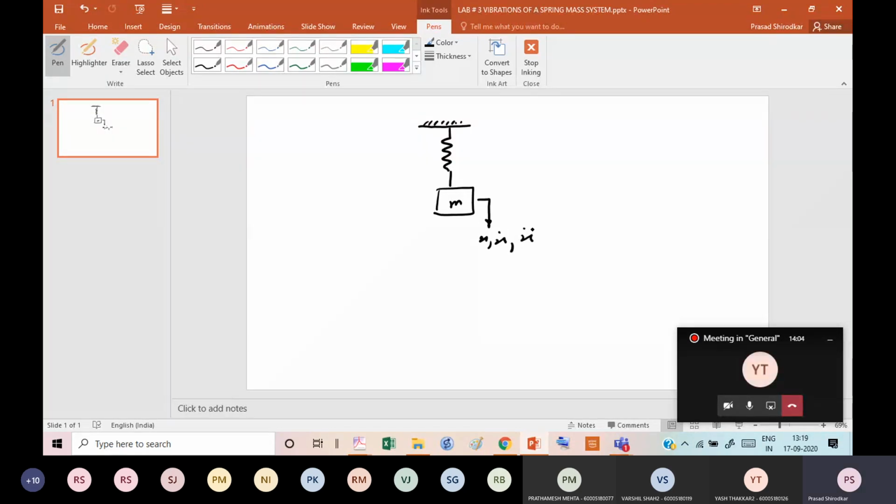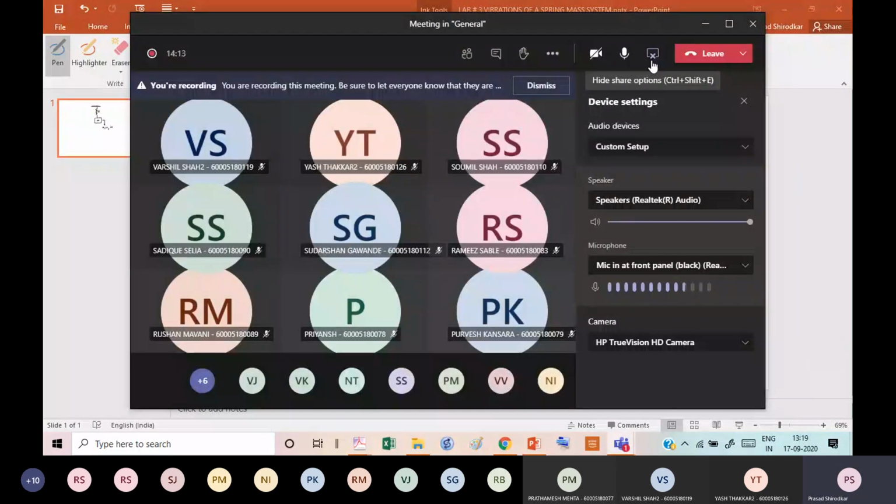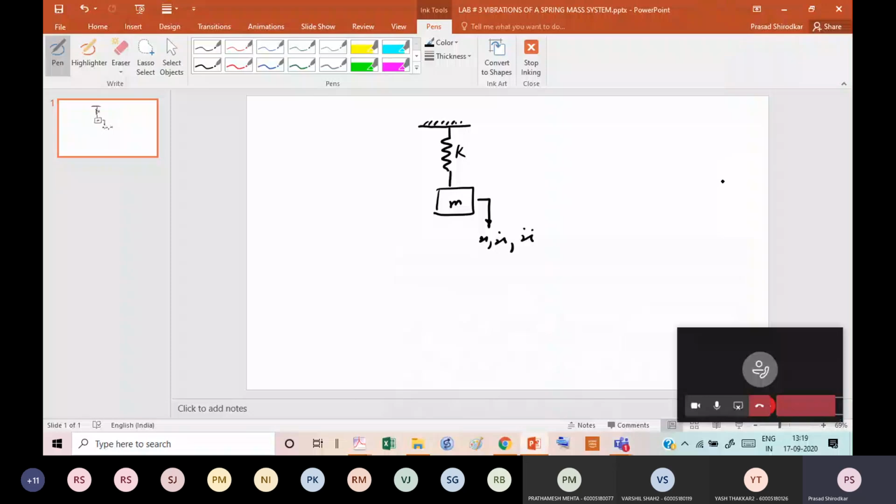Are all of you able to see the presentation screen? No, sir. Okay, let me just. It is loading, sir. Okay. Yes, sir. Okay. So this is a basic setup for the experiment.